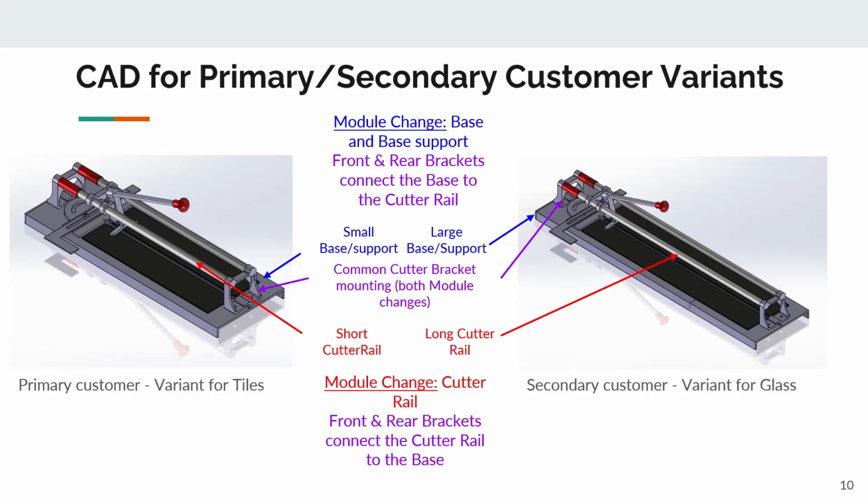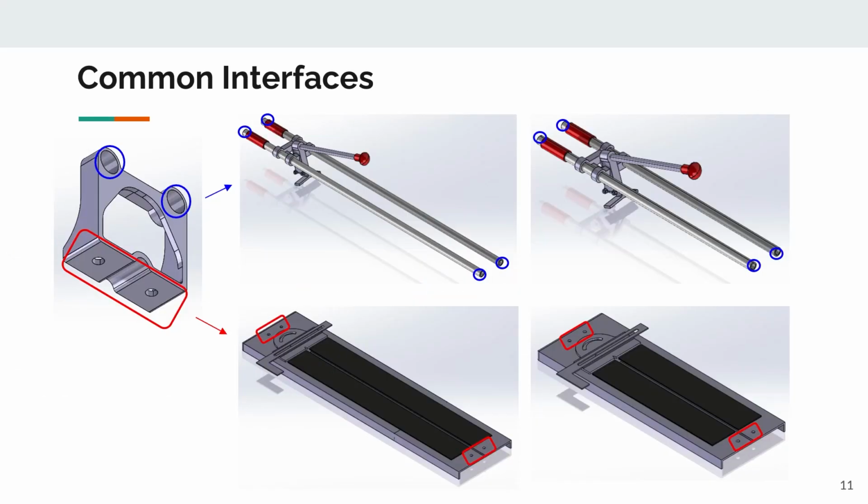The first module change for the secondary customer is to the base and base support. The base and base support increase in size to handle larger glass panes and can be seen in blue. The second module change is to the cutter rail. Length is increased to control scoring over the longer distances required for larger glass panes and is highlighted with red arrows. The common interface for both of these changes is the front and rear cutter mounting brackets, which are shown in purple. The common interfaces between the designs are found in the front and rear brackets.